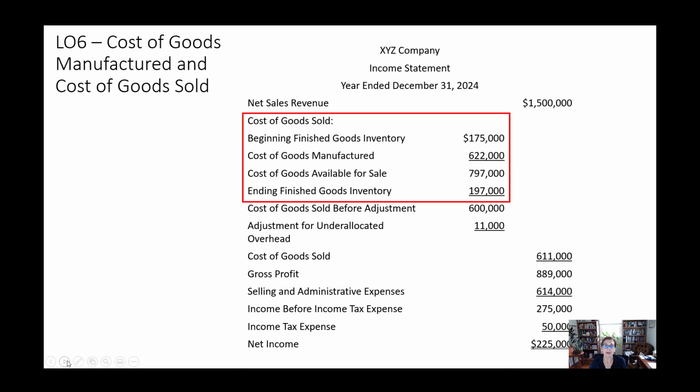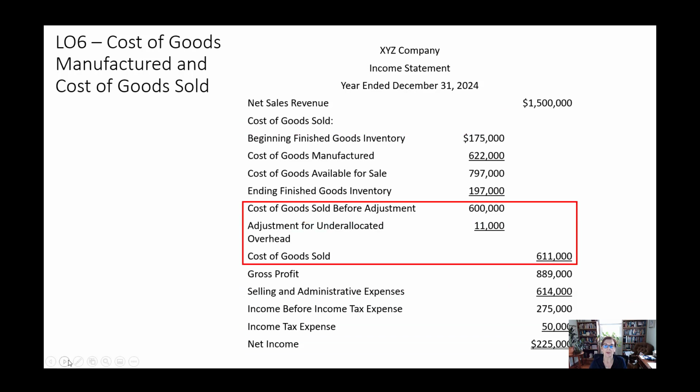So remember that our cost of goods sold looks like beginning inventory plus cost of goods manufactured gives us cost of goods available for sale, minus ending finished goods inventory would give us cost of goods sold. But now we have a little adjustment to our cost of goods sold. So we have cost of goods sold before adjustment. Then we have the adjustment for underallocated or overallocated. In this case, it was underallocated, meaning we didn't put enough money into cost of goods sold, so we're going to add it in. And then that gives us our cost of goods sold, which of course is subtracted from our net sales revenue to give us gross profit.